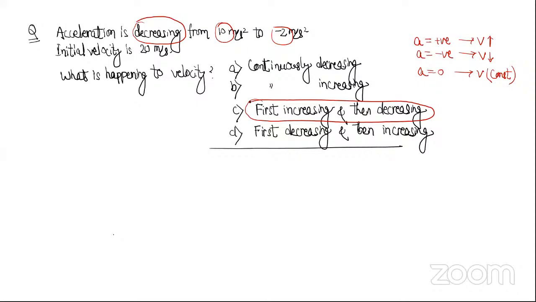Acceleration -10, that means velocity is decreasing. Negative means decreasing. अच्छा, 10 means faster. अगर आप लोगों को ये समझ में आ गया, then raise your hand.